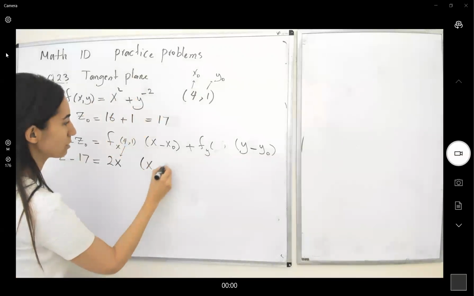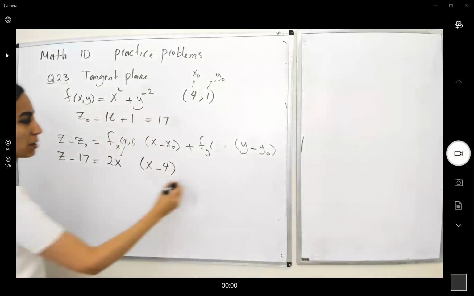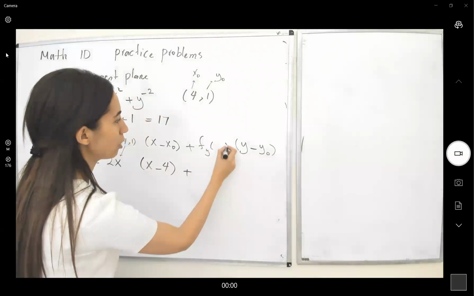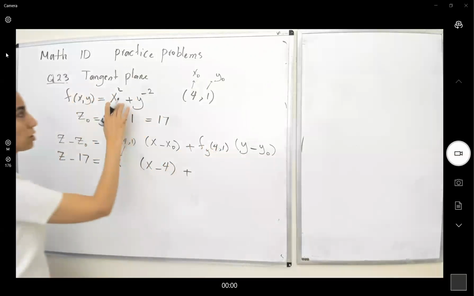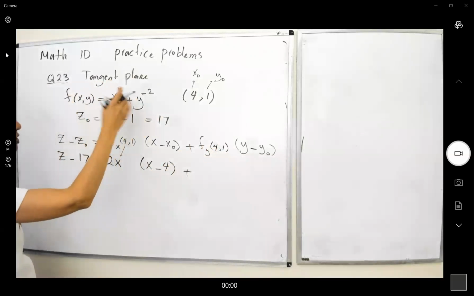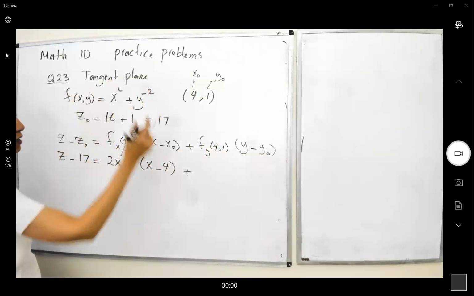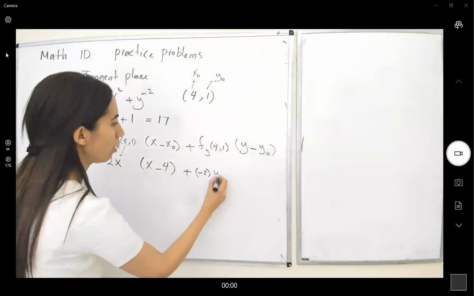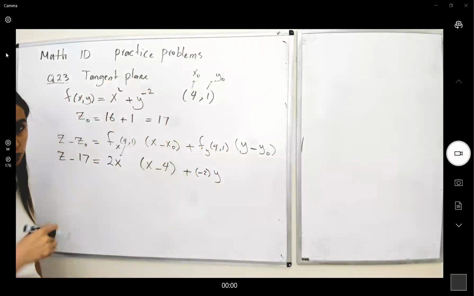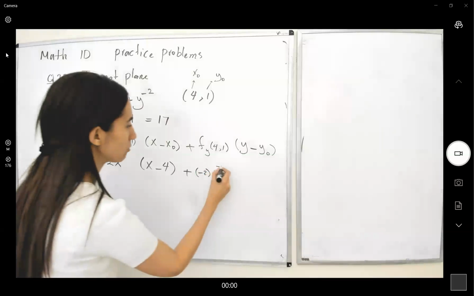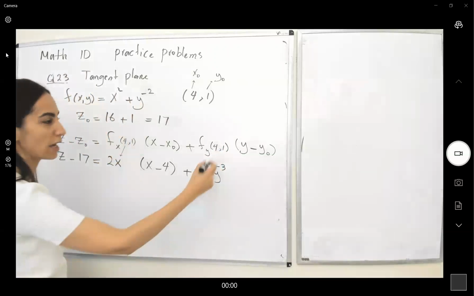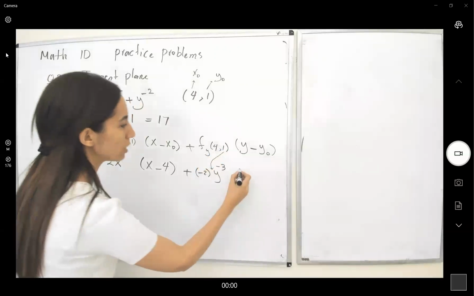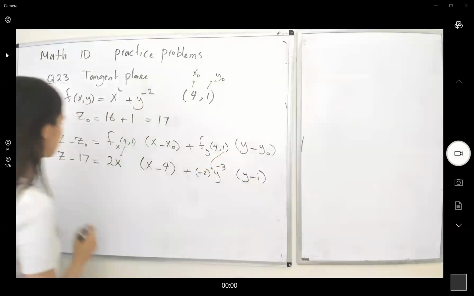Then I have x minus x sub 0, which is 4, plus the partial derivative with respect to y evaluated at 4 and 1. So here you have x squared, the derivative is 0. With respect to y, this is going to be negative 2 y to the negative 3. Remember that in taking the derivative, we reduce the exponent, so we subtract 1, giving negative 3, at point 4 and 1. Remember that you don't have any x, so we just substitute 1 here, times y minus 1.